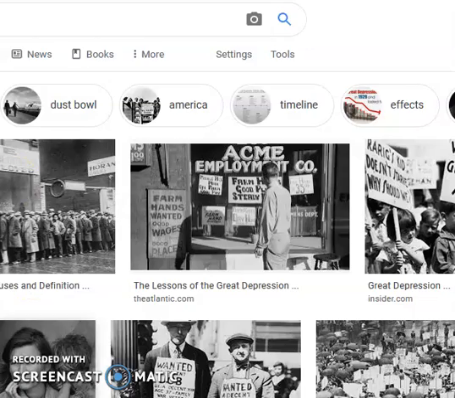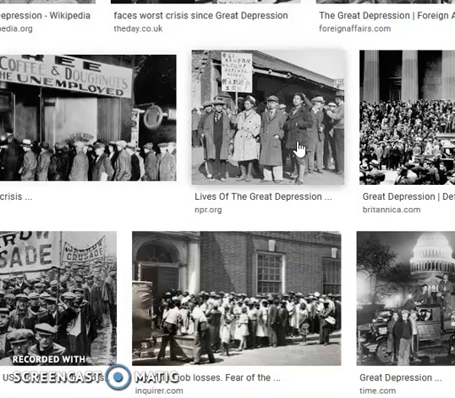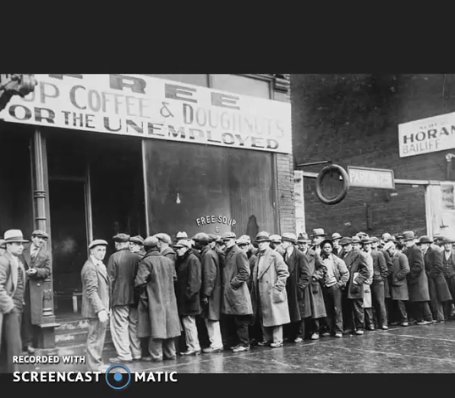So what is the Great Depression? Well, as you can see, these pictures kind of tell you what the Great Depression is. Now, in this picture specifically, you will see a very long queue of people queuing at a shop to get soap, coffee, and donuts for free for the unemployed. You may be wondering, why are there so many unemployed people there? That is because during the Great Depression, people lost their jobs.